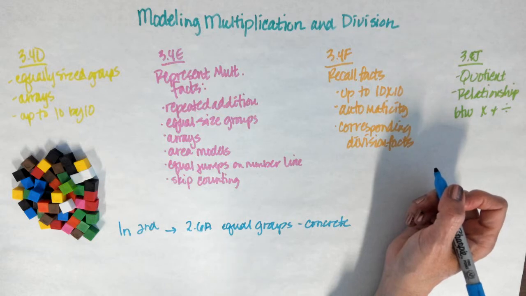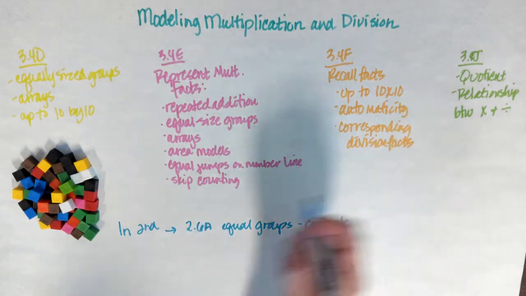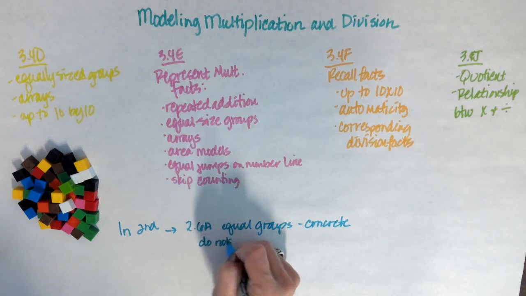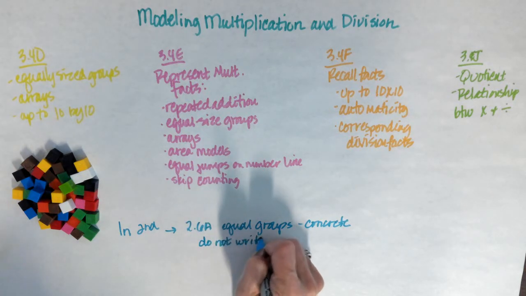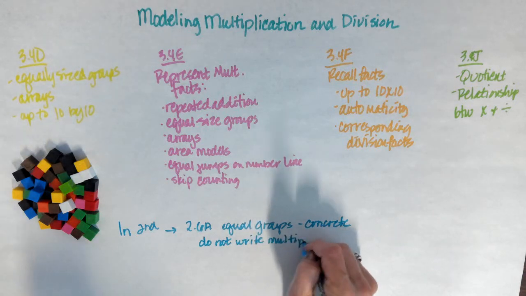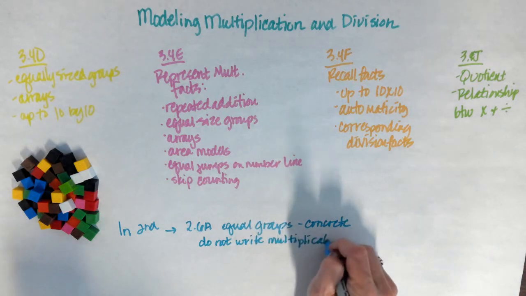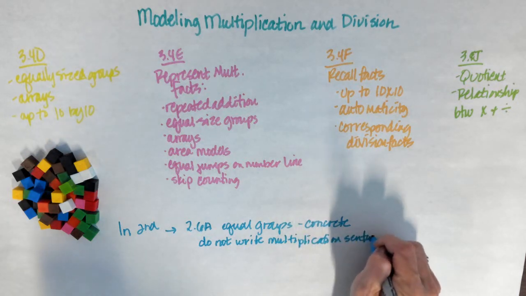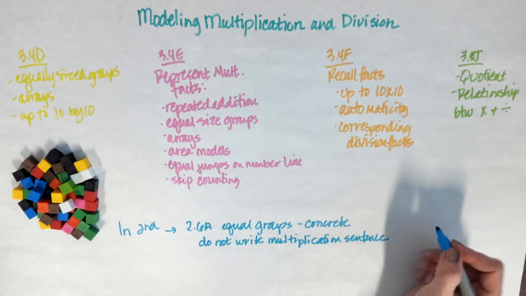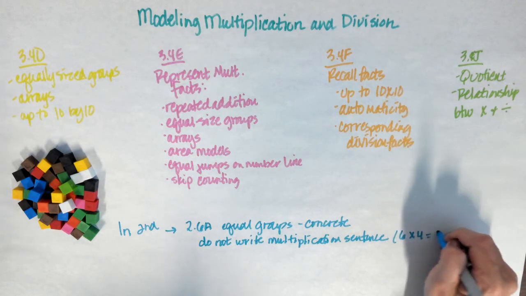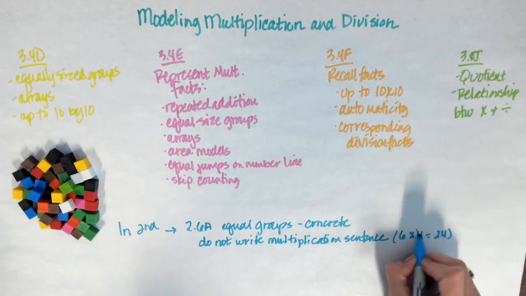They do not write a multiplication sentence for this. So please don't say, oh, if those second grade teachers would have just done their job, then kids would know how to write multiplication. They don't. So that means they don't write this in second grade.